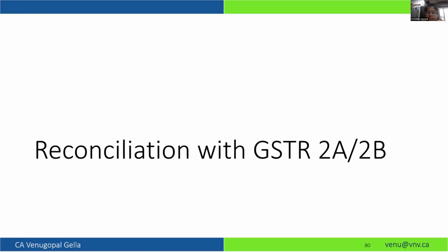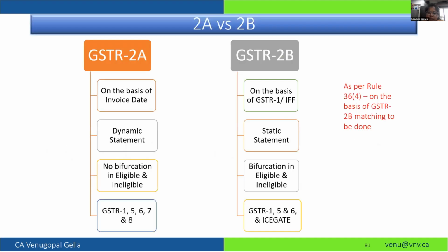Now, another major important topic of discussion today is reconciliation between 2A versus 2B versus 3B. 2A and 2B, it's been more than 5 years under GST. The way the law is proceeding, the way the changes are coming, it's very important to keep up to date because these law non-compliances are having a very major impact.